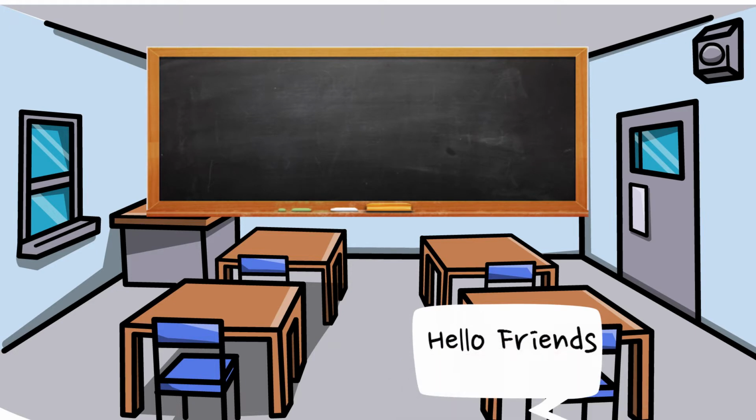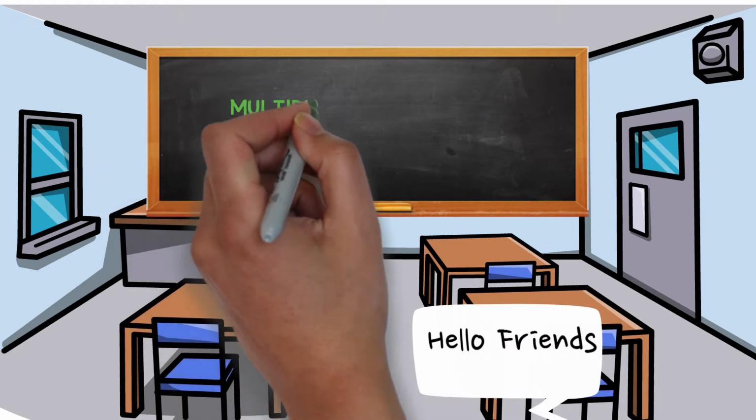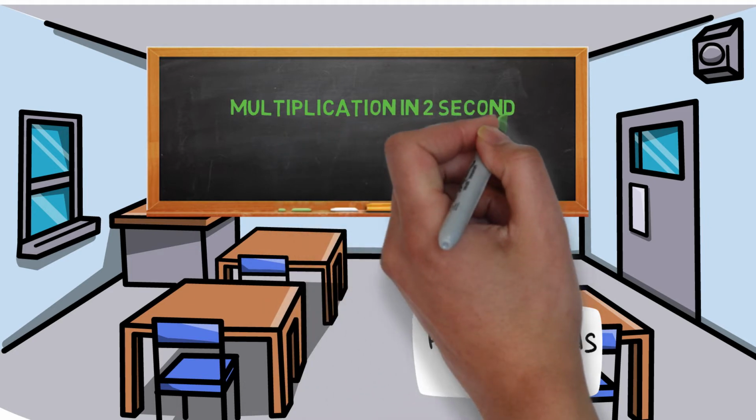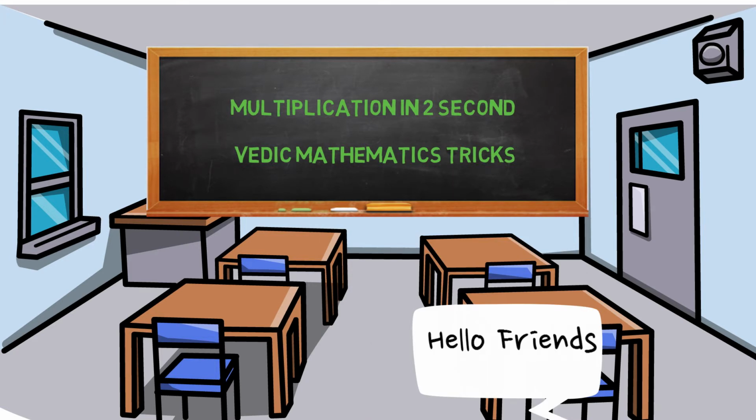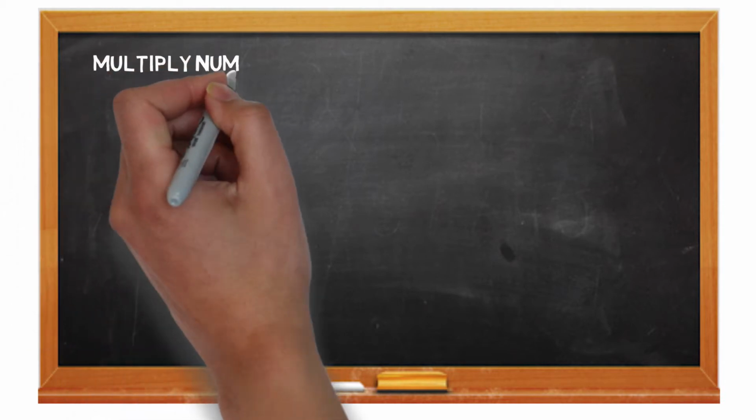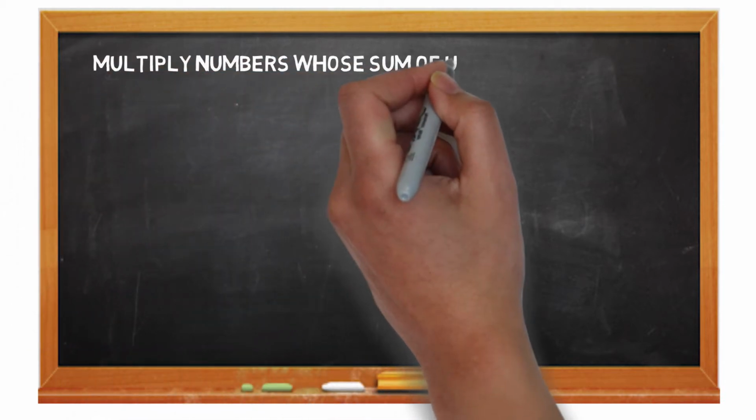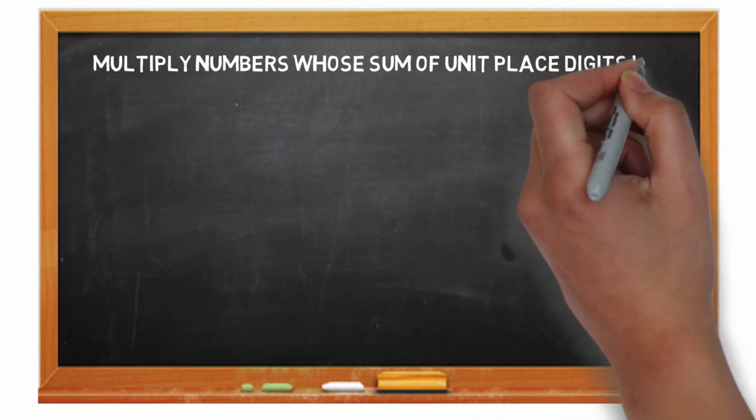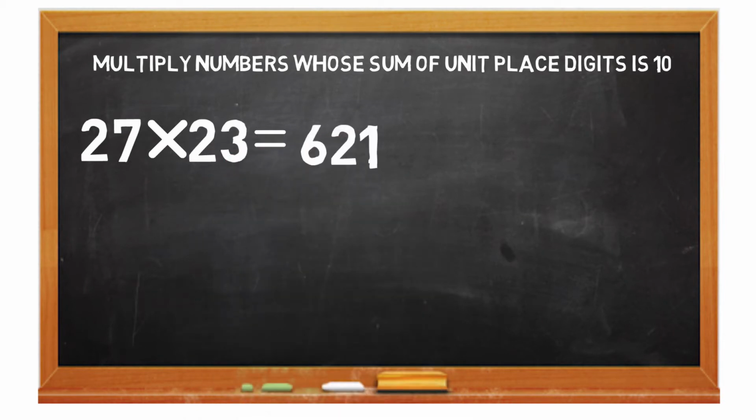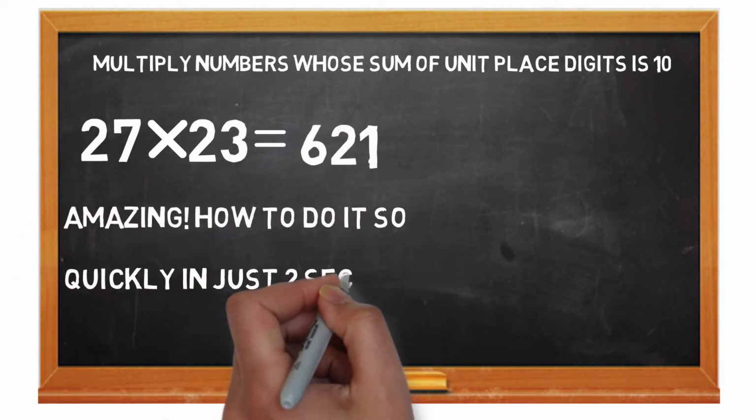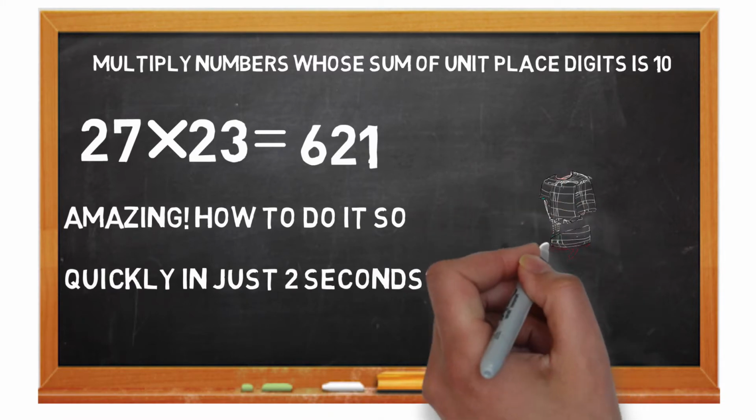Hello friends, after today's animated movie, you will be able to do multiplication of numbers in 2 seconds using Vedic mathematics tricks. In this animation, we will multiply numbers whose sum of unit place digit is 10. Let's take an example. 27 into 23 is equal to 621. Amazing! Let's do it in just 2 seconds.